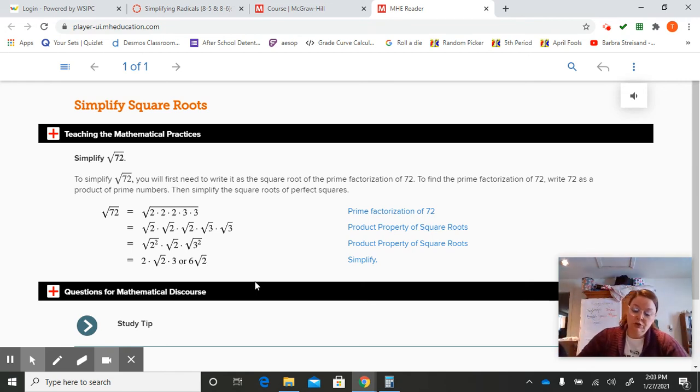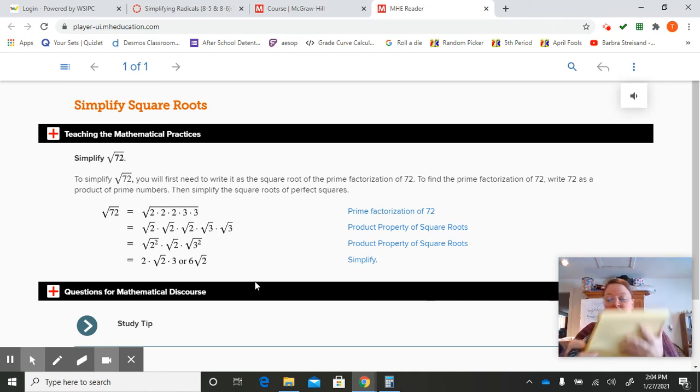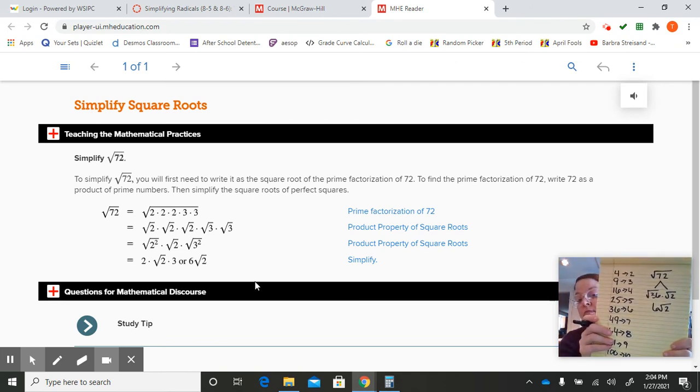So 72 is the same as 36 times 2. And the 36 is a perfect square. So when you take the square root of 36, it becomes 6, and you just leave the square root of 2 on there. So that's another way to do it.